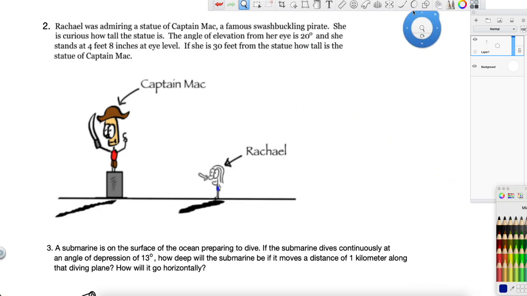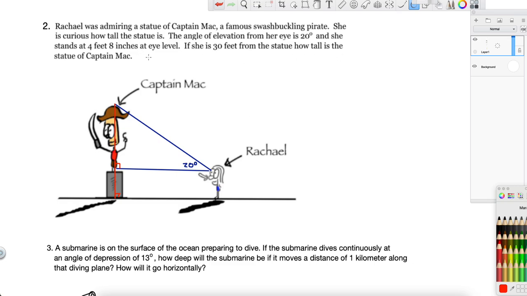Okay, so let's assume the angle of elevation is from her eye to the very top of the statue. Notice I'm starting from the horizon, and this is 20 degrees. So Captain Mack, assuming the statue is standing vertically, makes a 90 with the ground, and a 90 with Rachel's horizontal.